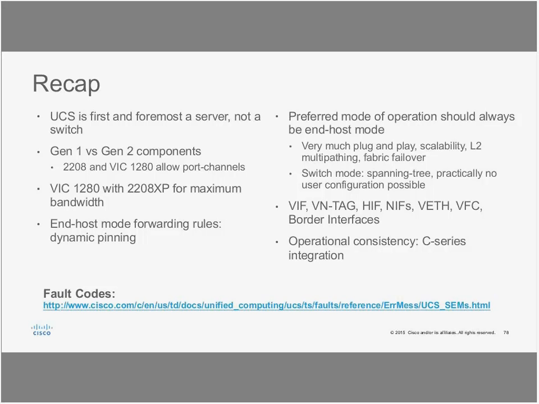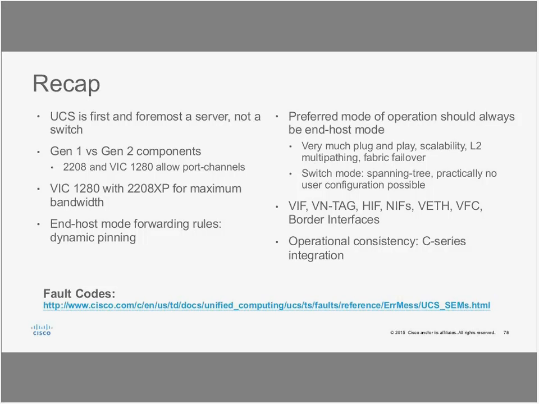Okay, UCS interfaces in a nutshell. There are VIFs that are created automatically when you have vNICs, and we have VNTAGs that identify all your vNICs that are exposed to the operating system. Then you have HIFs. HIFs are your host interfaces that are exposed to the servers from the I/O module's perspective. And then you have NIFs that are exposed to the Fabric Interconnect from your I/O module.